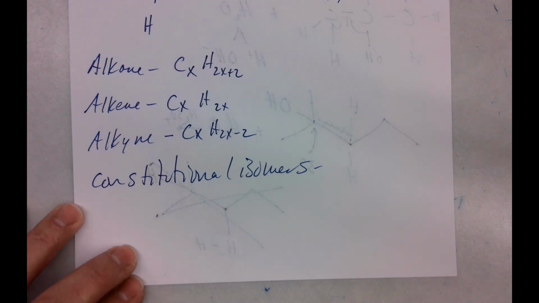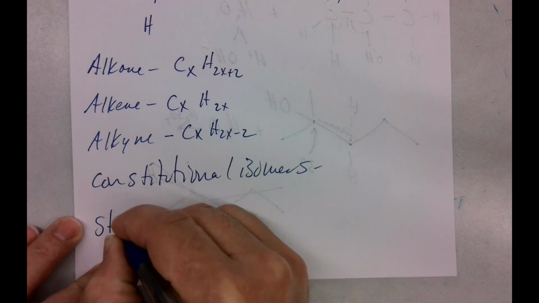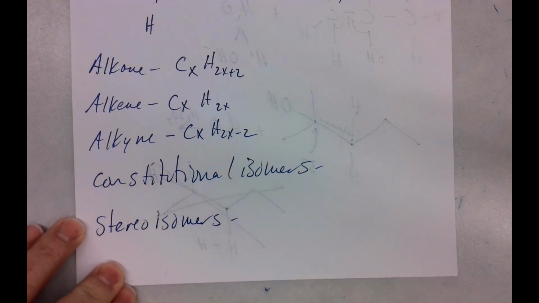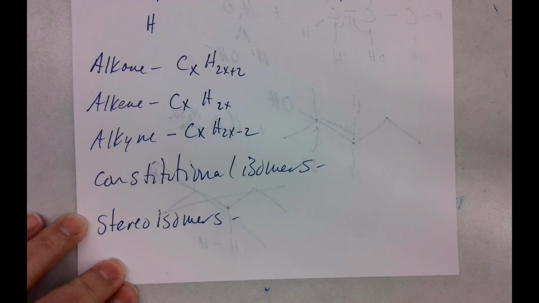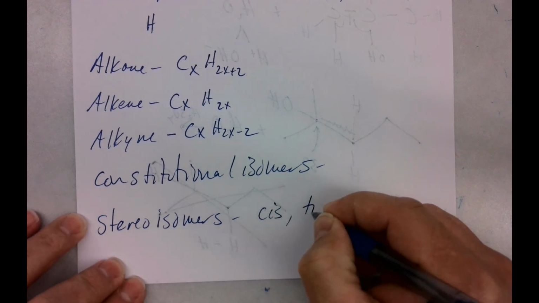Now, if I look at stereoisomers, how is that different? Anybody know? Close. They're the same base name. Exactly. The only thing that changes is what? The system. Yeah, cis and trans. So make sure you understand that.